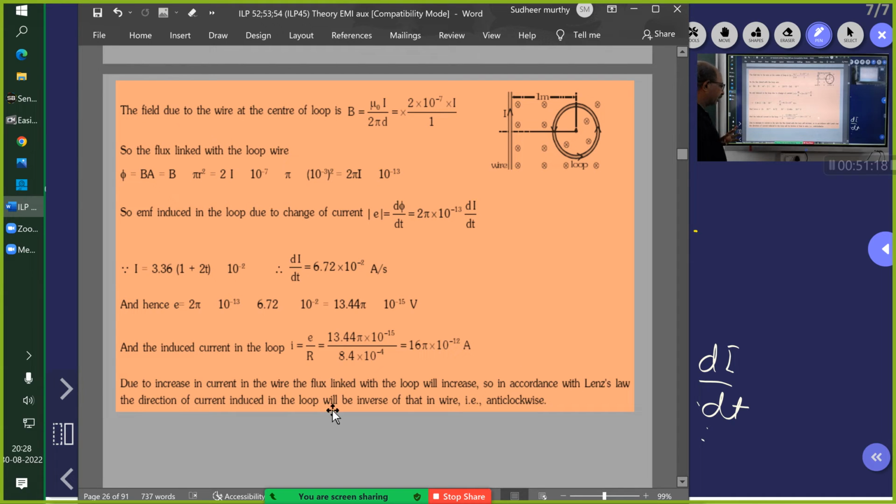Then the direction of the induced current in the loop will be opposite to that of the wire. It will be in the anti-clockwise direction. Obviously, if this current is increasing, then the flux is increasing into the coil. So the coil should produce a current so that the flux increase will not be there. It will maintain the same flux. So it will be anti-clockwise. Correct?